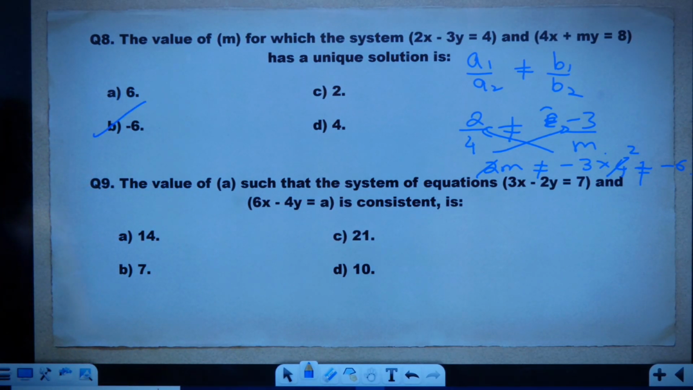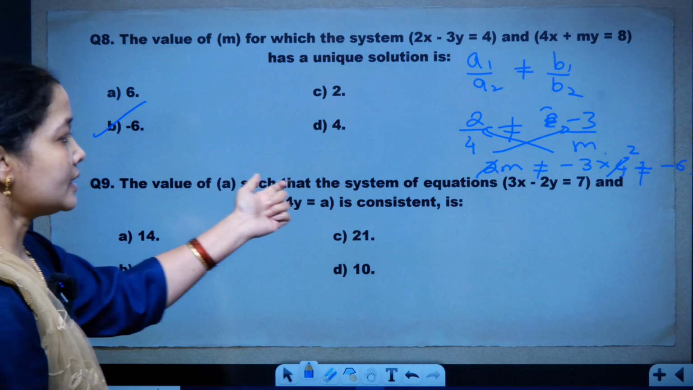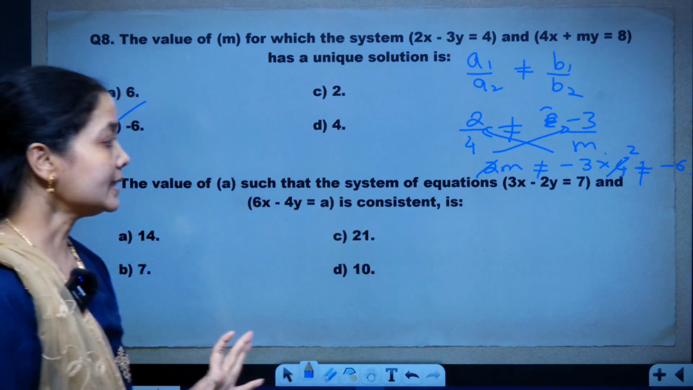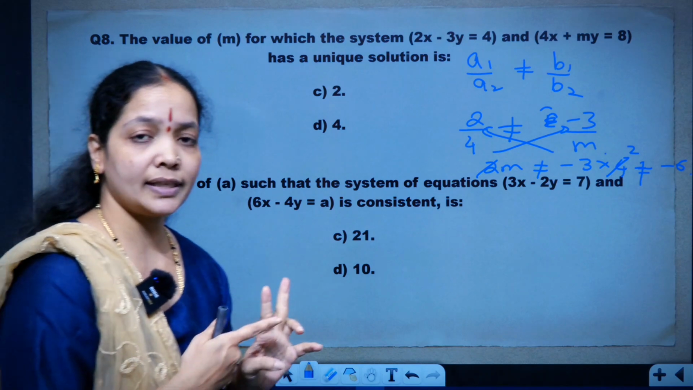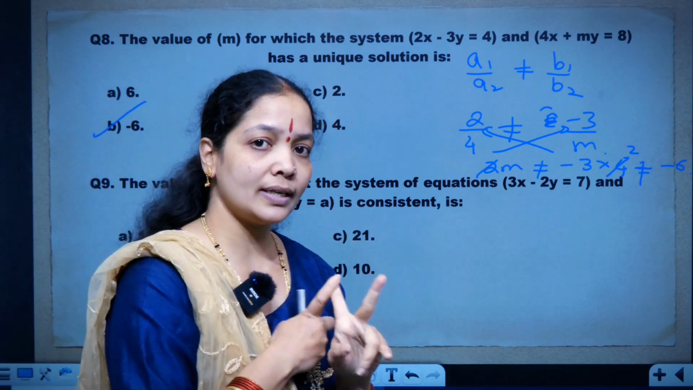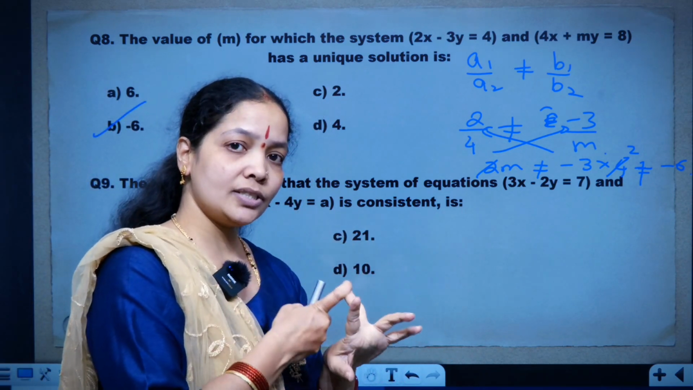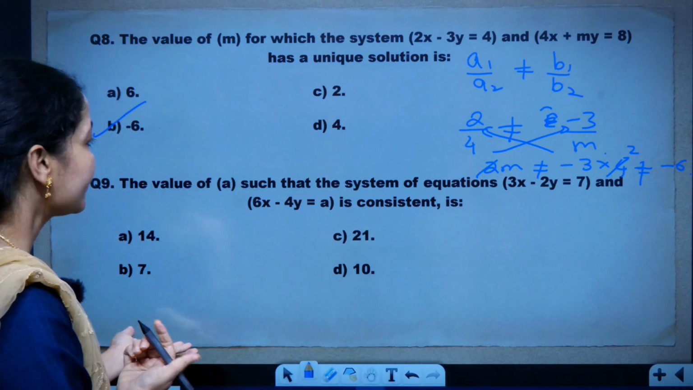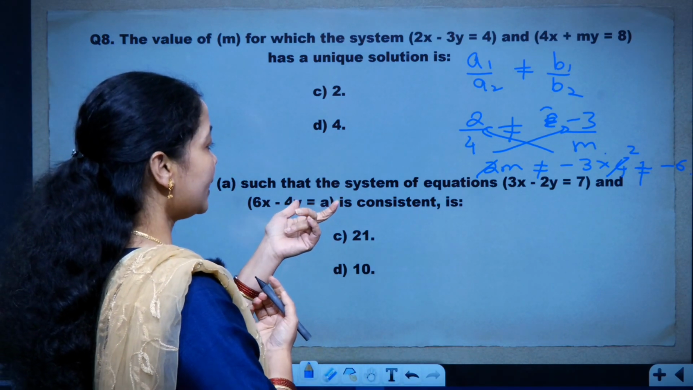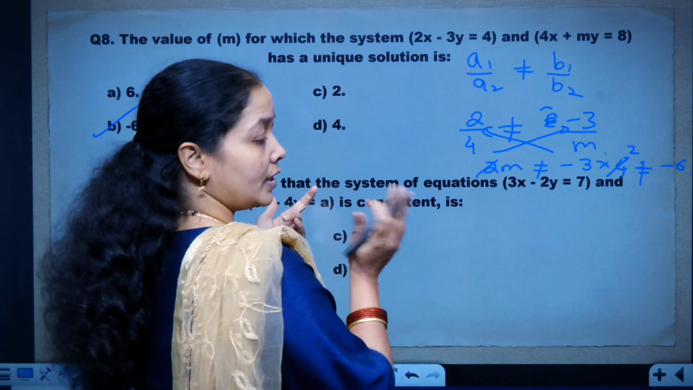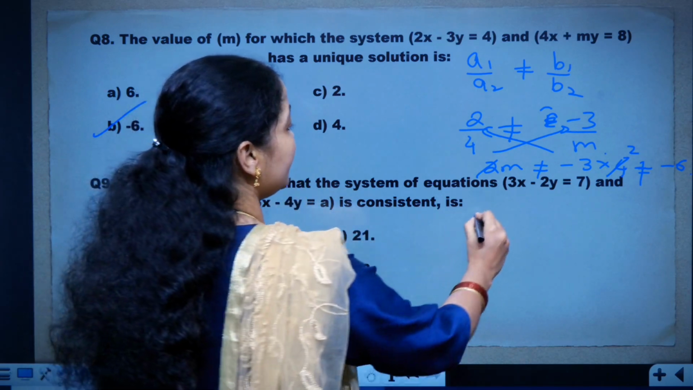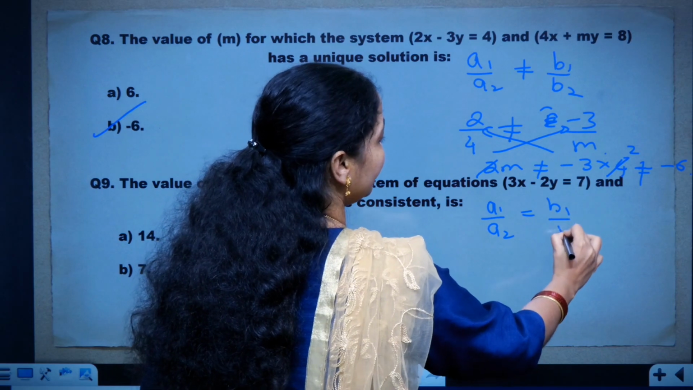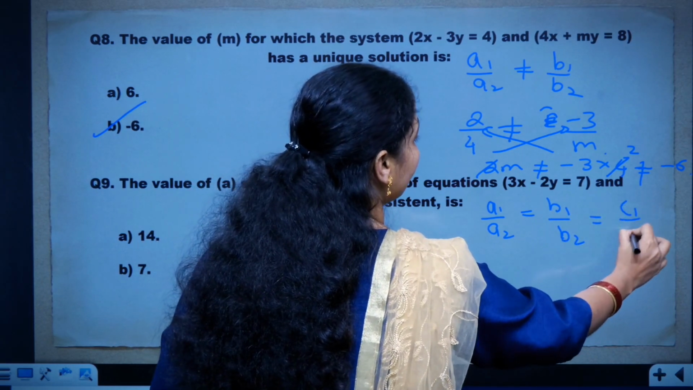In the ninth question, find the value of a such that the system of equations is consistent. Consistent and inconsistent, there are two important things. One is that a unique solution is also called consistent. Infinitely many solutions are also called consistent. Let us check which is going to match here. So I have to get the value of a, that means I'll go for infinitely many solutions, that is a1 by a2 is equal to b1 by b2 is equal to c1 by c2.